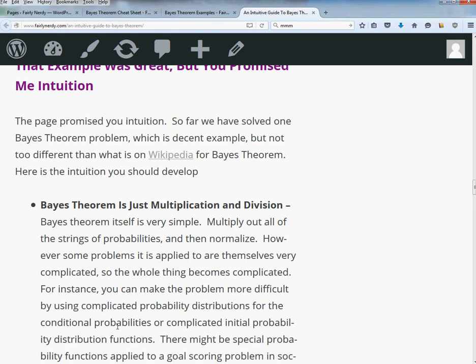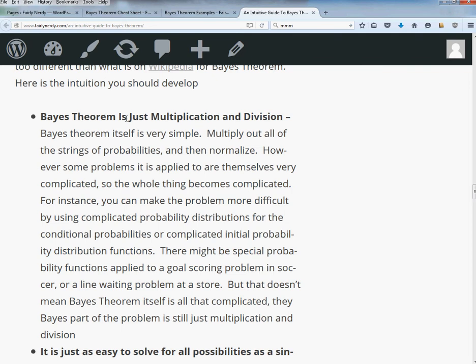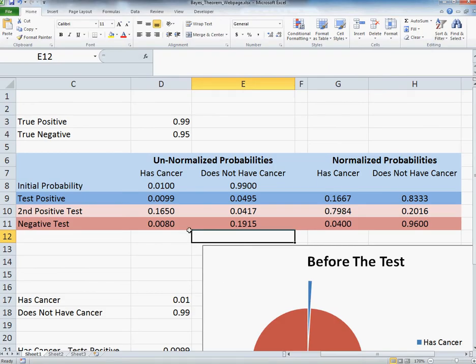Here's some intuition you should develop about Bayes' theorem. So first, Bayes' theorem, the whole thing is just multiplication and division. All we're doing here is estimating initial probability. Then we have our conditional probabilities, and we're just multiplying them out. We're just multiplying each to multiply and normalize, multiply and normalize. You may see some Bayes' theorem problems that have really complicated probability distributions. You might have a Poisson function or a normal function probability distribution. But that's only because they're trying to estimate some probability for a complicated problem. Maybe what's the chance of scoring a goal, or how long will we have to wait in line. So that kind of probability function is complicated, but Bayes' theorem itself is not complicated. The Bayes' theorem part itself is just multiplication and division.